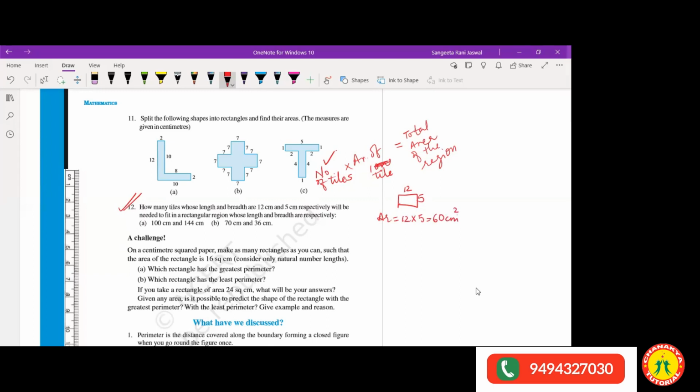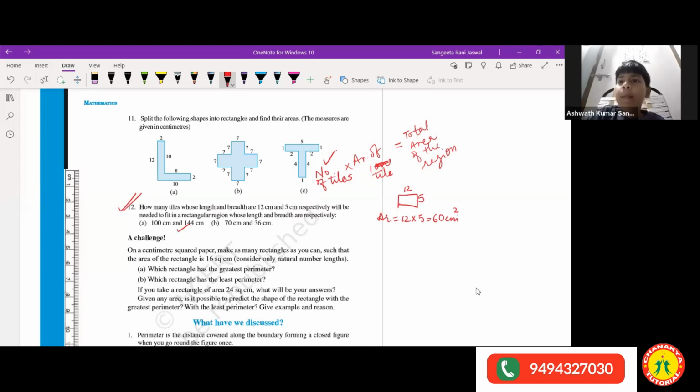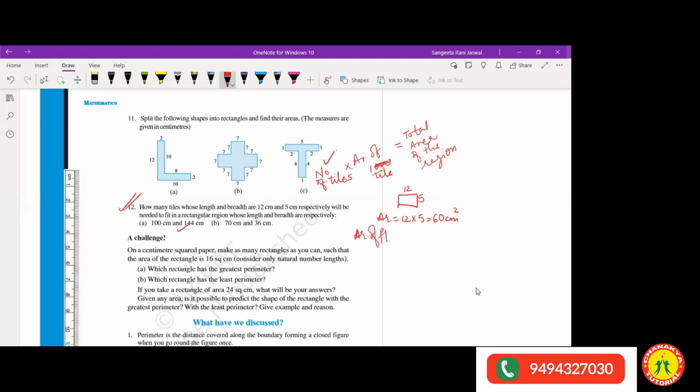The tiles will be needed to fit in a rectangular region whose length and breadth are given. The rectangular region's area, you can say area of the floor, is 100 into 144, that is 14,400 square centimeters.